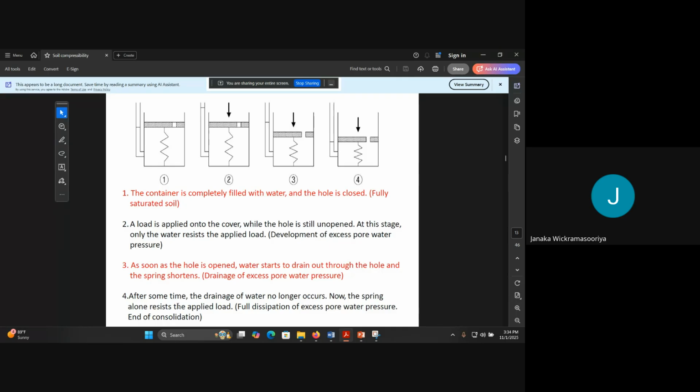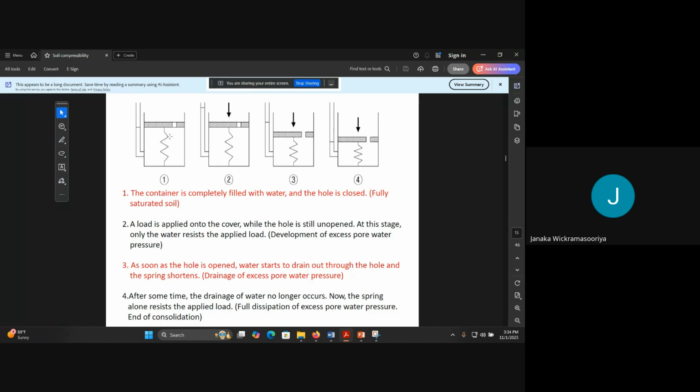So now the spring alone resists the applied load. Now the applied load is taken by the spring alone, and that means the full dissipation of excess pore water pressure, and that is the end of consolidation. So this is what happens.